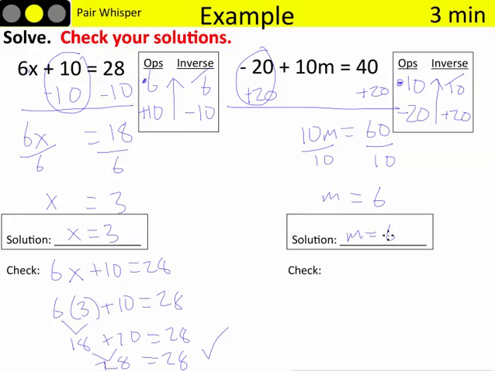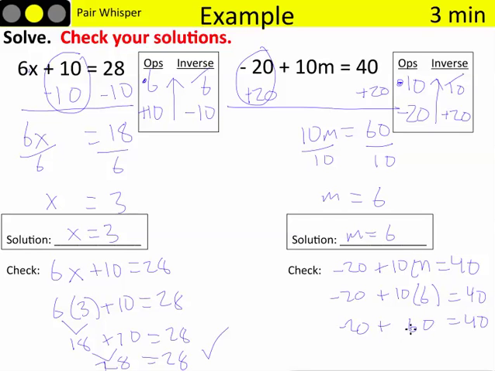So if my solution is m equals 6, let's see if it checks out. Alright, so I'm going to rewrite this equation, but instead of m, I'm going to put 6. 10 times 6 is 60. And 60 minus 20 is 40. So we know that our answer is correct.